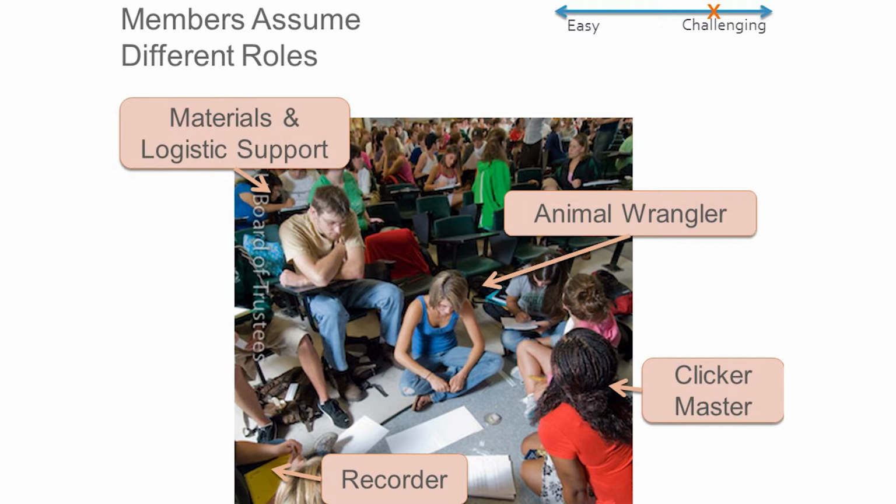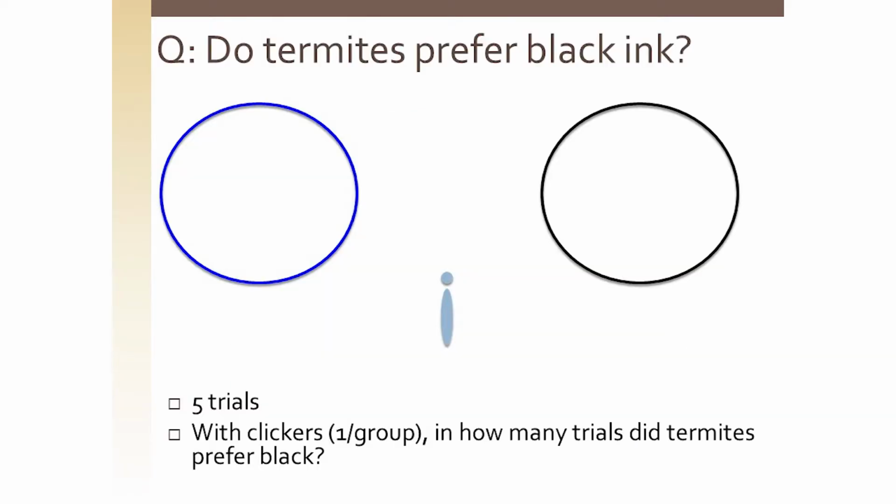So what we do instead is different individuals within the group have different roles. So they're responsible for their role, and when you put them all together, you can effect this nice little experimental situation. So what the students do then is they have their different assignments, they're responsible for different components of the activity. The question that we're proposing, and this is authentic research that we're going to do in the classroom, is we want to know, do the termites prefer black ink? That's a simple question.